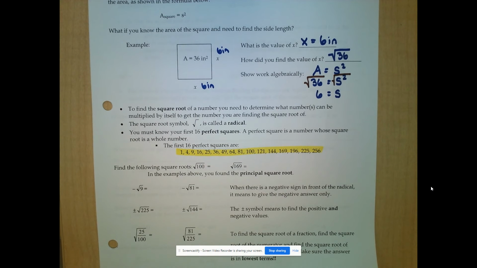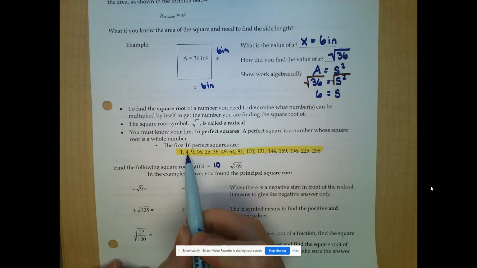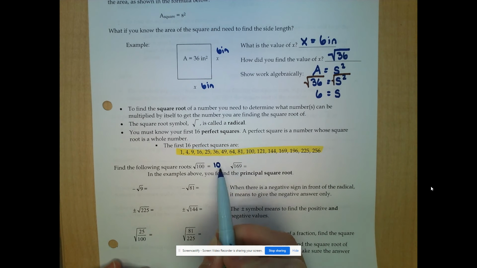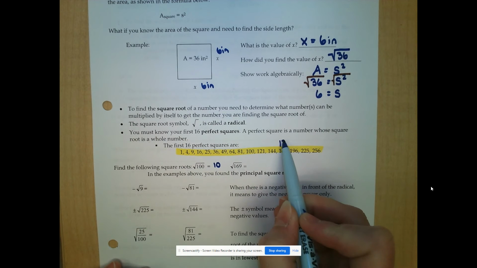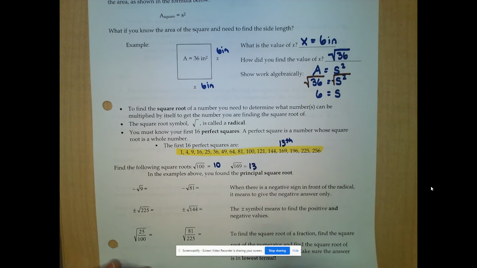Not like today, but in general. Find the following square roots. So this says the square root of 100 equals what number times itself would give us 100? And that number is 10. It also happens to be the 1, 2, 3, 4, 5, 6, 7, 8, 9, 10th perfect square is 100. So that means the square root of 100 is 10. 169 is the 13th perfect square, which makes the square root of 169 13. So notice the answer is no longer under the radical because we have done what that symbol asked us to do.